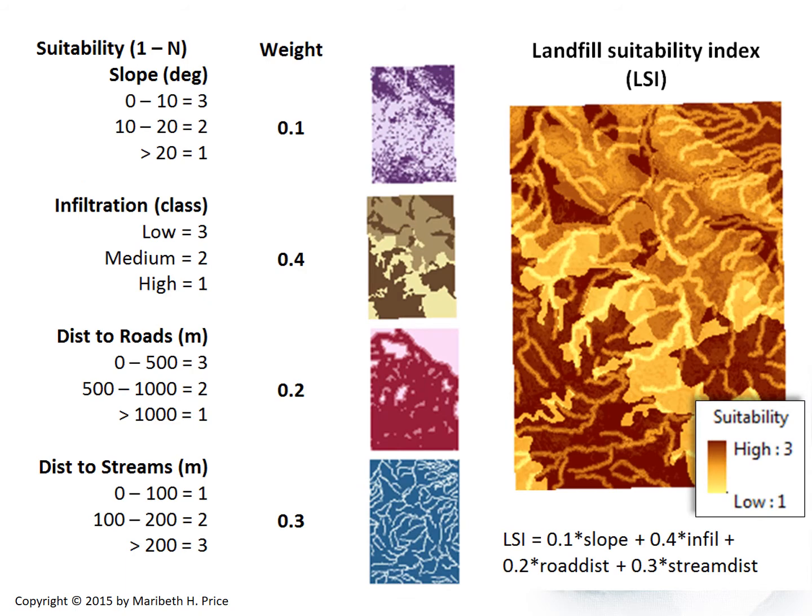Suitability. This is an example of that. We have this overall suitability that's made up of slope and infiltration, distance to roads and distance to streams, and then we have a weight assigned to each of these relative to our importance, and then each one is classified into 3 categories with a score of 1, 2, or 3, and then from that you end up with this mathematical model that generates this map on the right that shows the areas that are most suitable and least suitable for landfill.